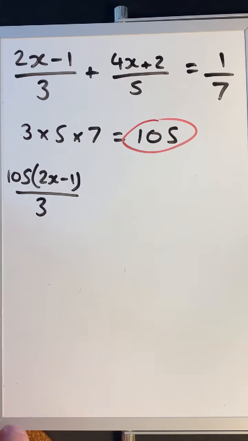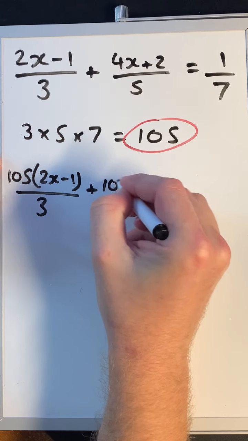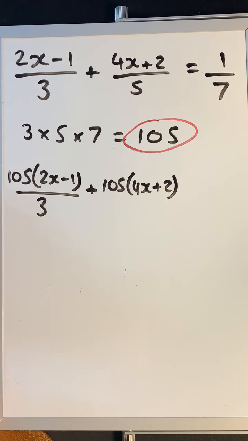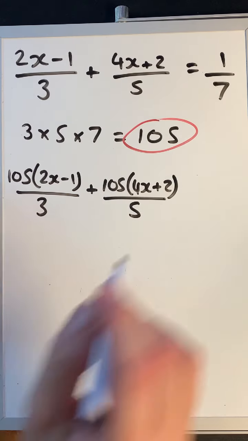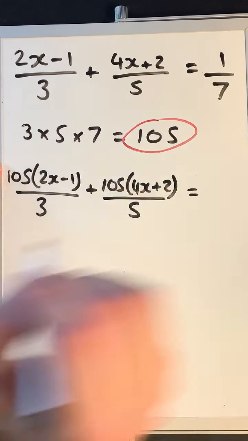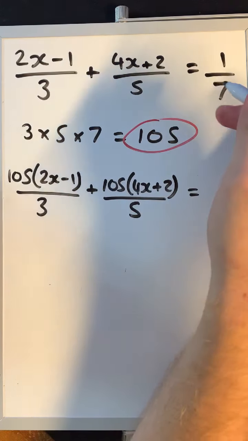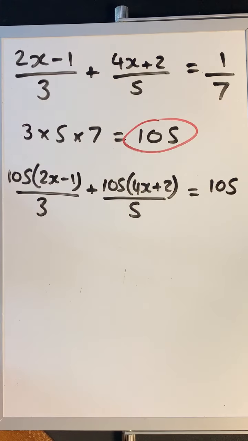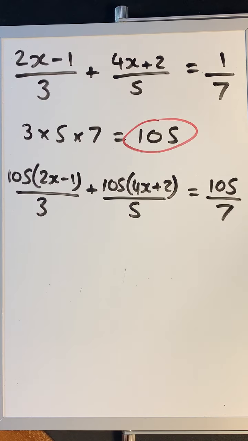So we've got 105 multiplied by 2x minus 1 plus, same thing here, 105 multiplied by everything that's on the top of this fraction over 5. So I've got to squeeze this in a little bit, sorry. And on the right hand side, we've got 105 times the top of this fraction. Of course, we've got to do the same to the right hand side as well. So 105 times 1 on the top here will just give us 105, so nice and easy. And that is, of course, divided by the denominator, which is 7.